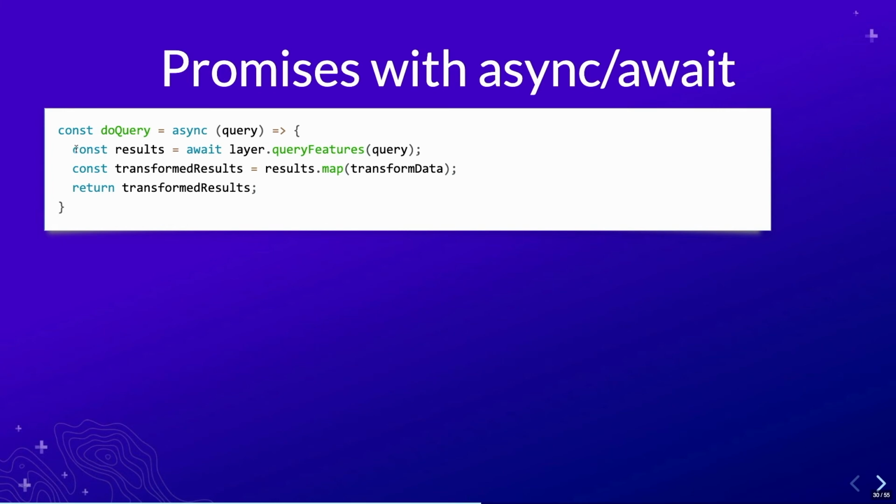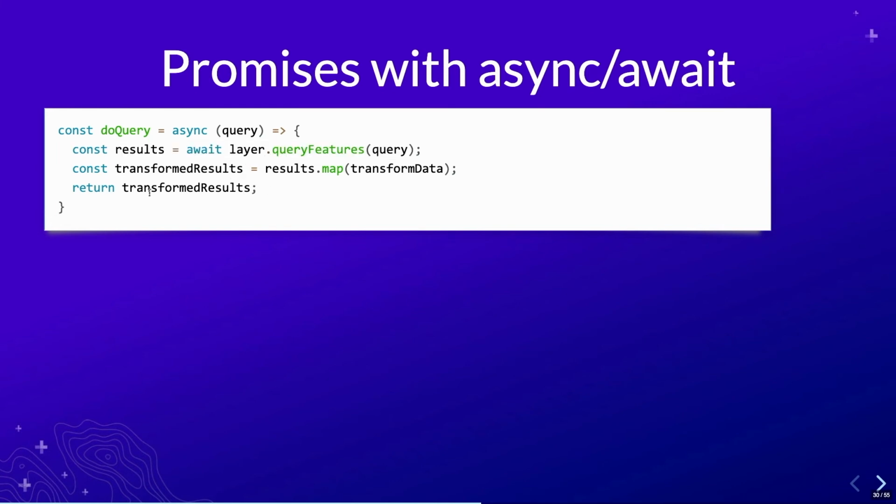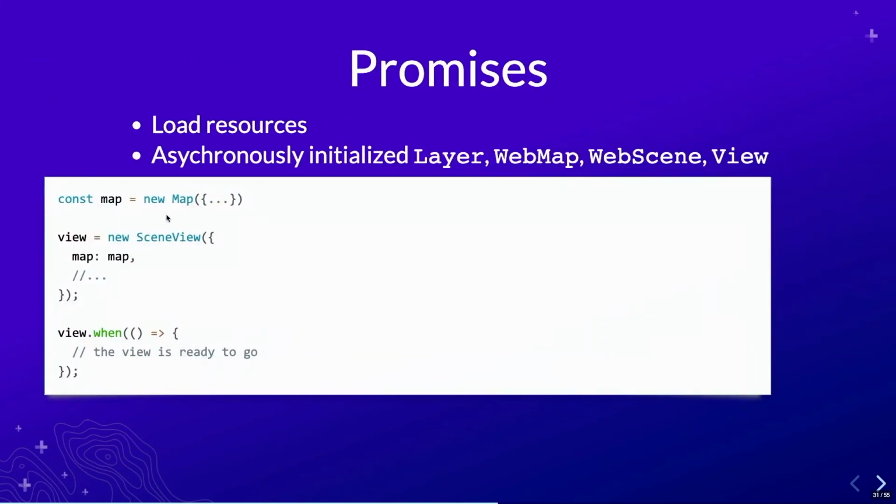It's going to be blocking, which is important to know as well. This is now blocking inside your functions, so the next line of code will not run until this is complete. So it looks synchronous, but it's not, it's asynchronous. We're going to wait for this query features to happen. Once I get those results, I can then start doing something with those results, right? And then I can return those results as well. So I can then call this do query function somewhere else, and it'll be using async await.